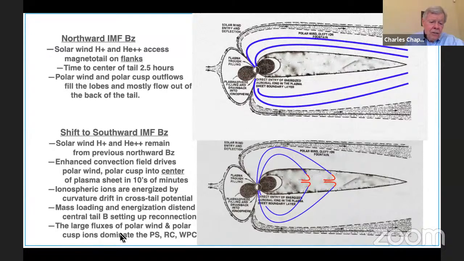And the large fluxes of polar wind and polar cusp ions, once they're energized, dominate the plasma sheet and the ring current and the warm plasma cloak. It's a different way of thinking about a substorm or a storm. The solar wind BZ is still the trigger, but the particles are delivered by the ionosphere through the lobes dominantly.